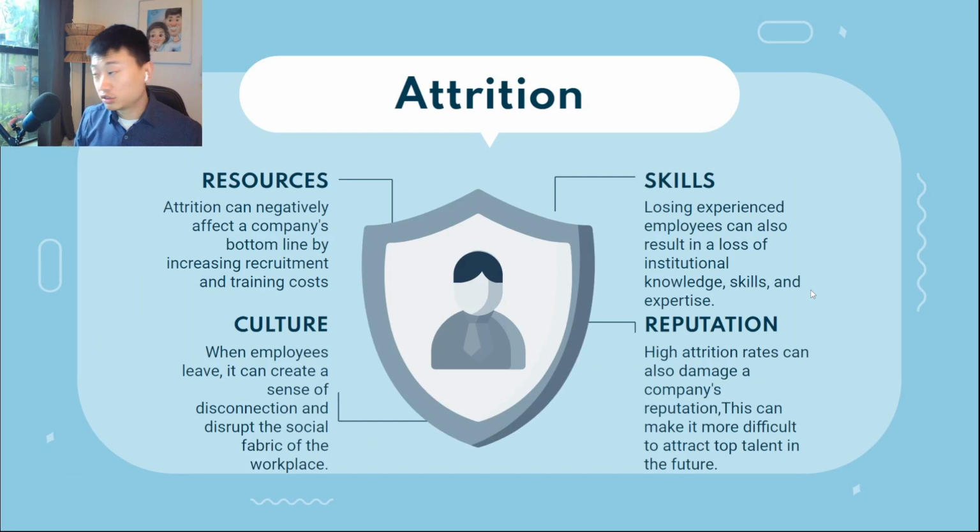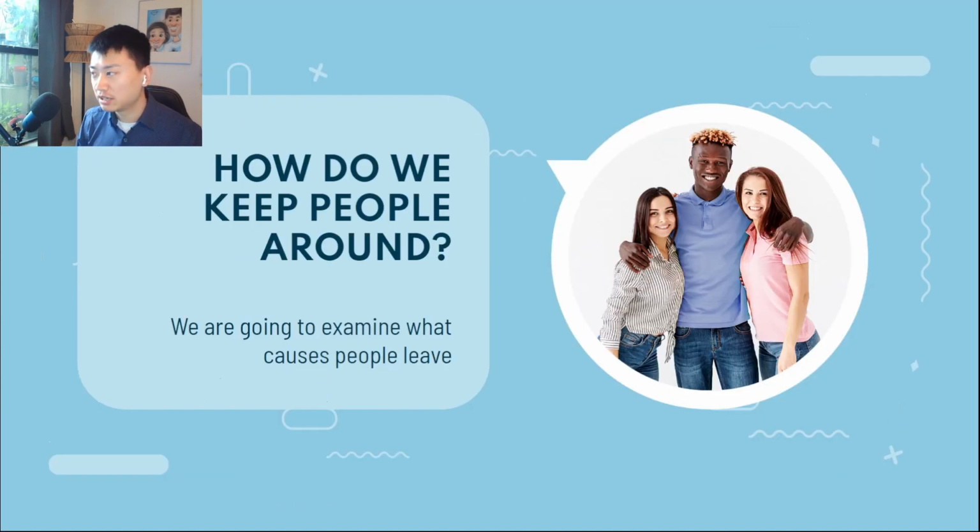Now, for attrition, we all know it has negative effects on the company. Resources are getting cut, skill sets are lost, culture is getting disrupted, and reputation is getting hurt. It's harder to hire top talent in a company. So how do we actually keep people around?